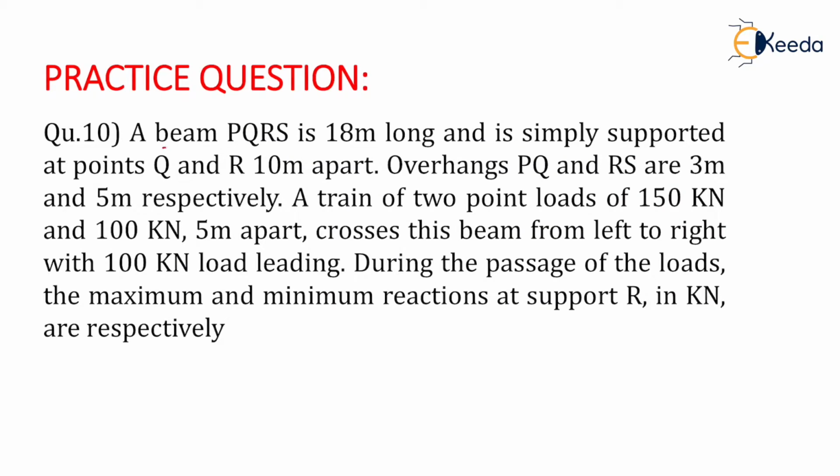Question is written as: a beam PQRS is 18 meter long and is simply supported at points Q and R, 10 meter apart. Overhangs PQ and RS are 3 meter and 5 meter respectively. A train of 2 point loads of 150 kN and 100 kN, 5 meter apart, crosses this beam from left to right. It means that the load is moving from left to right with 100 kN load leading, that is, the 100 kN load is ahead of the 150 kN load. Now during the passage of the loads, the maximum and minimum reactions at support, in kilonewton, are respectively.